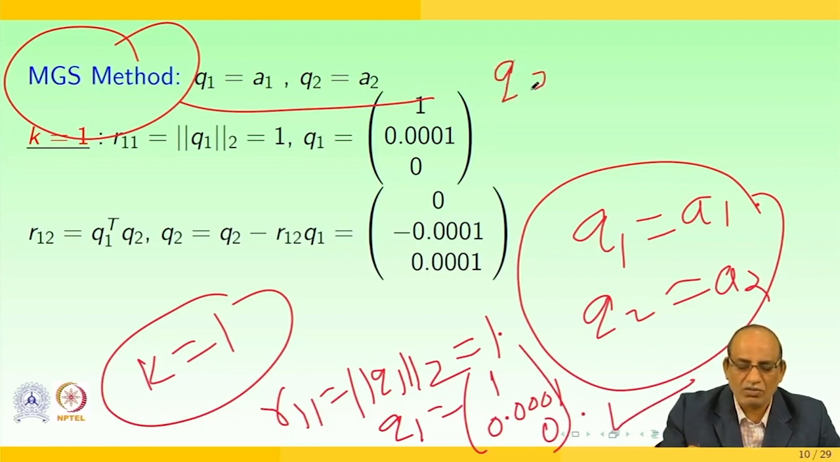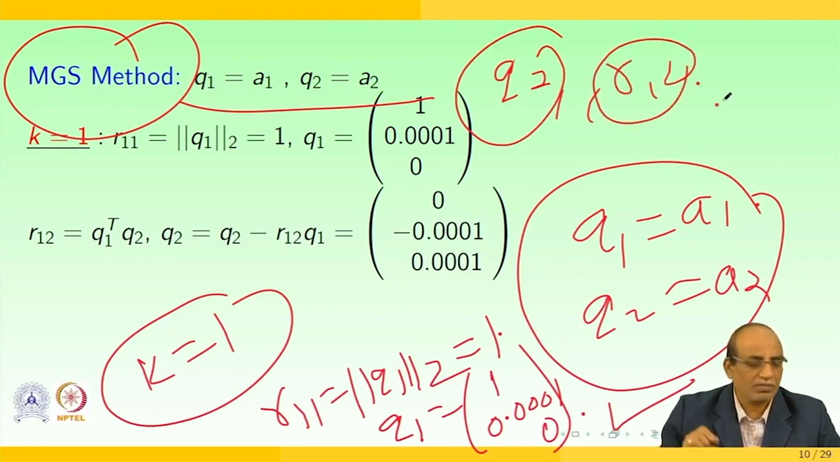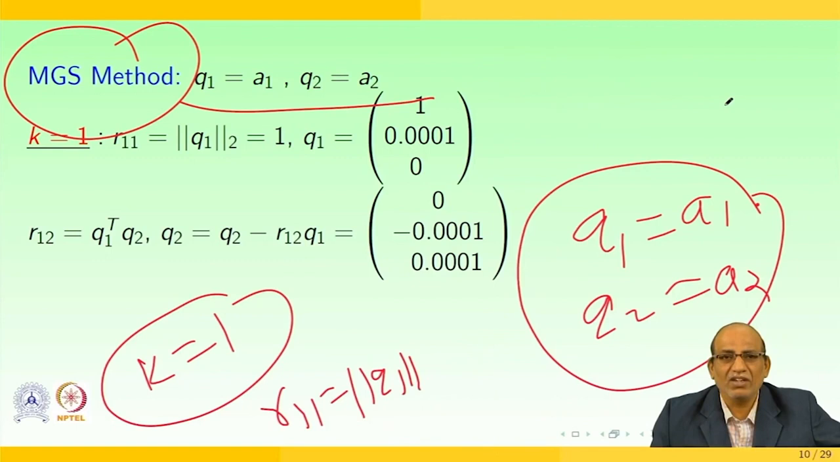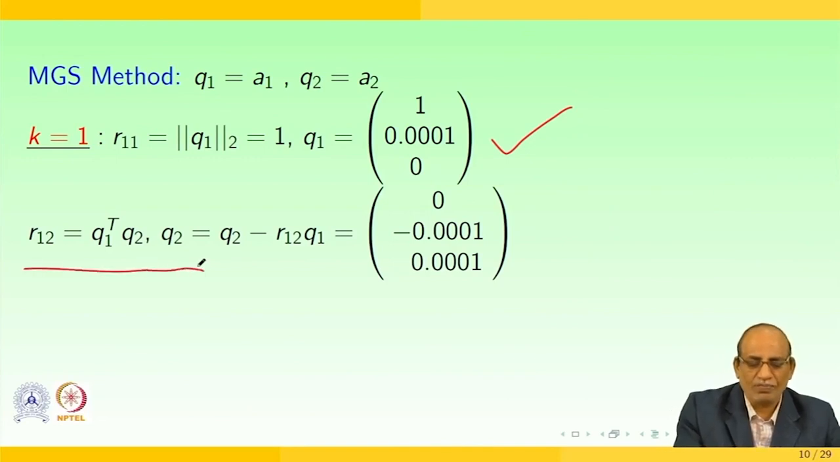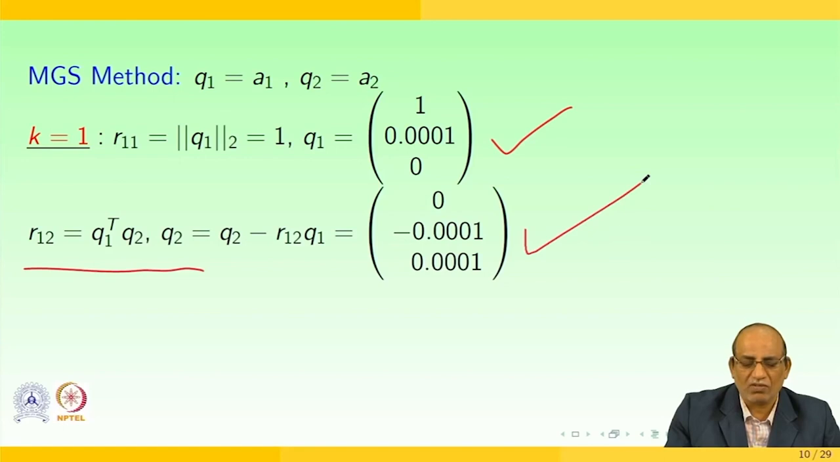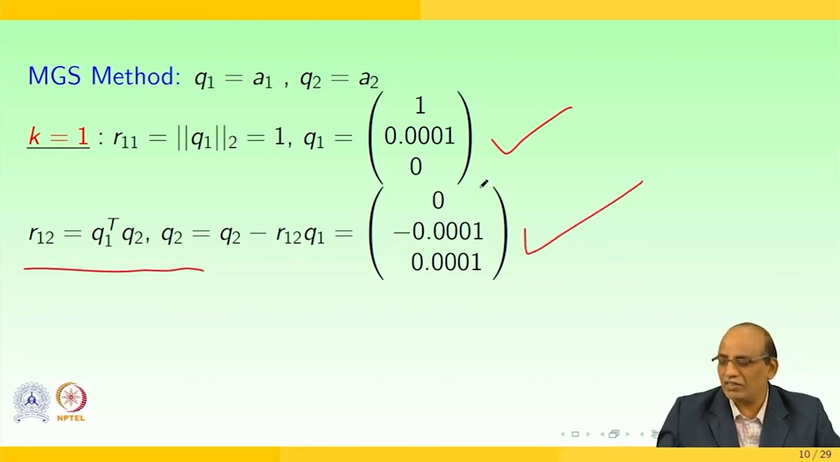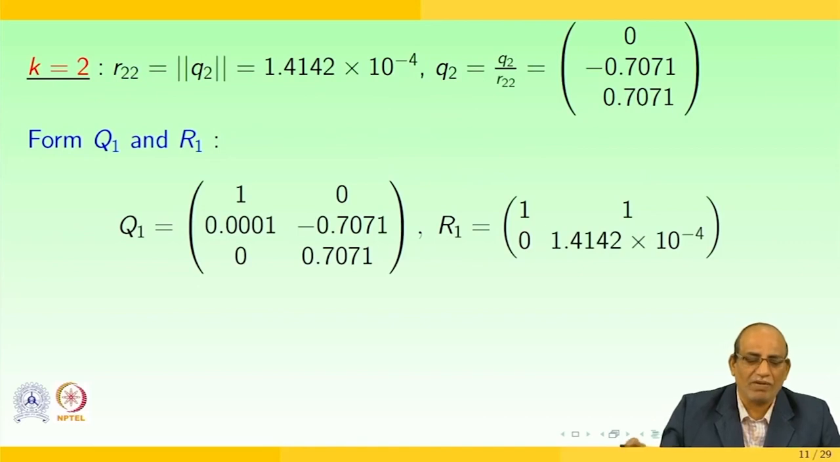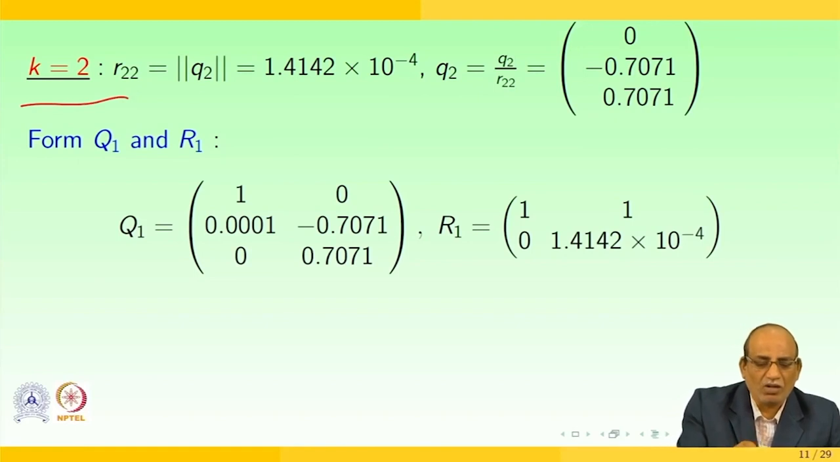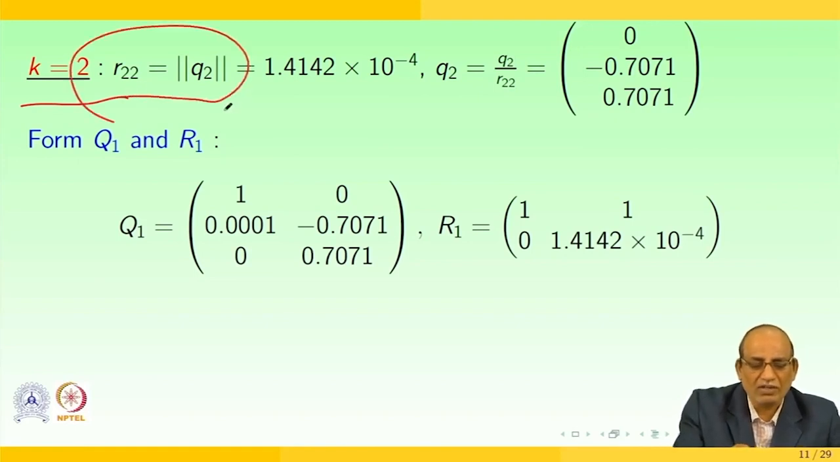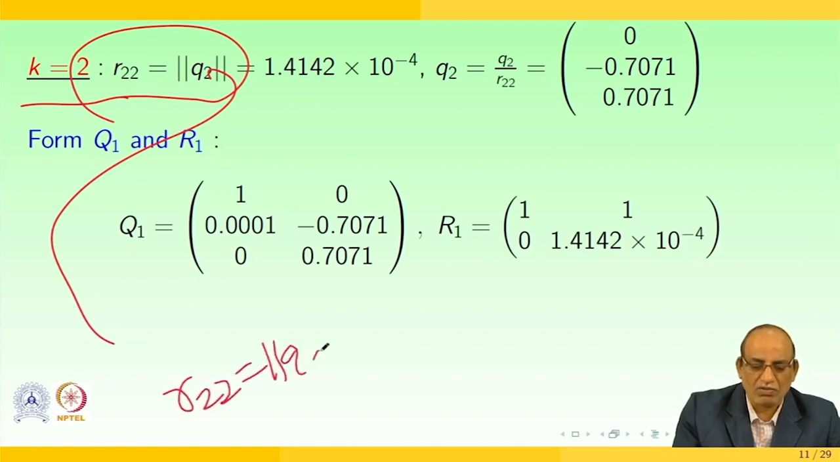Similarly, you do get Q2 and you can compute R12. So, essentially, you can compute for k is equal to 1 the R11 and Q1, and R12 and Q2. Now, with this, let us see what happens for k is equal to 2. When you do for k is equal to 2, R22 is nothing but the norm of Q2.